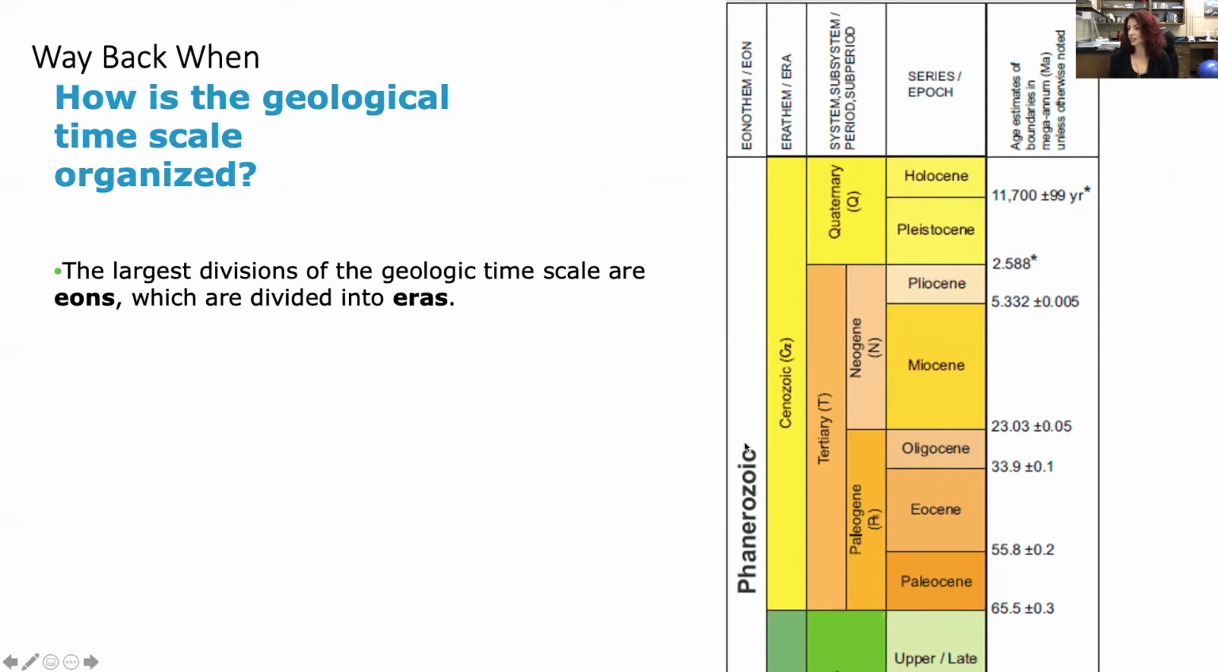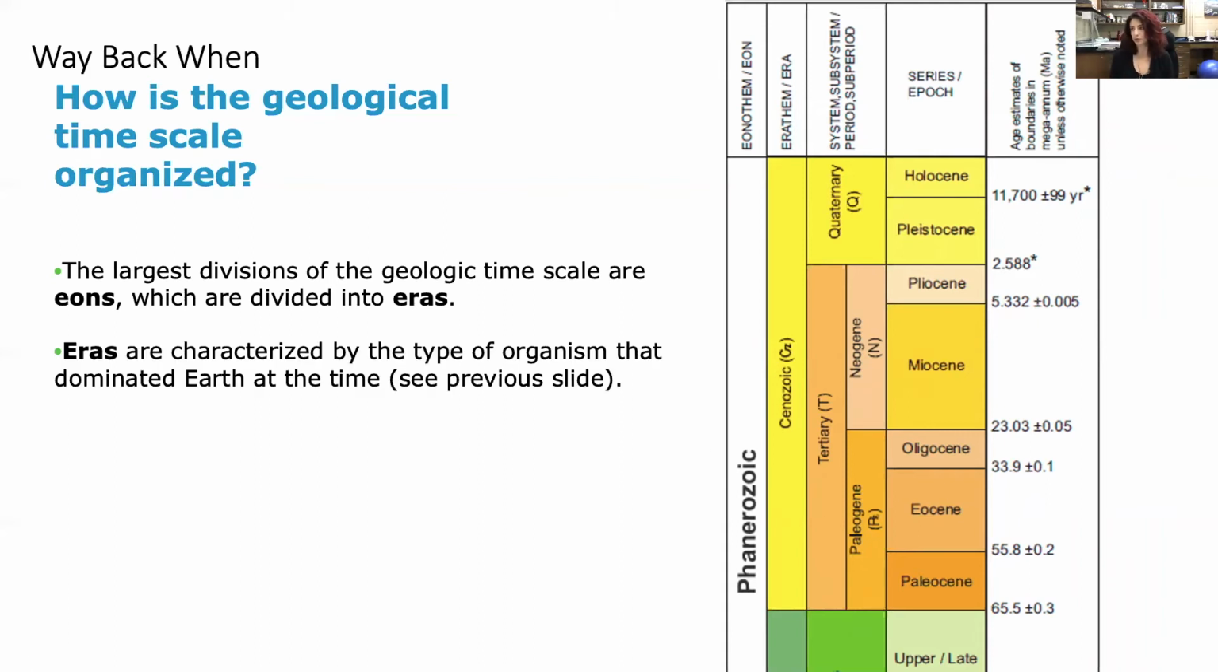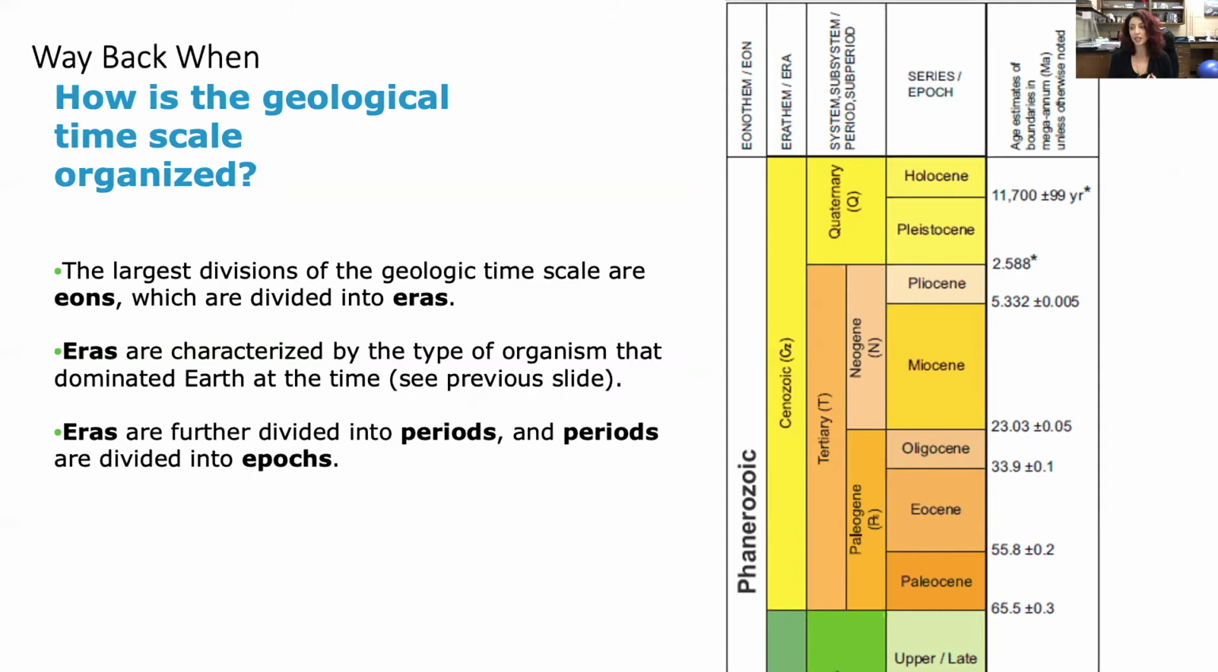These eons here, like the Phanerozoic, are then broken up into different eras, like the Cenozoic. Eras are then characterized by the type of organism that was present during that time and dominated the Earth. So taking a look at the previous slide, that'll put into perspective why we call eras what we do. But eras are broken up into periods. So for example, we have the Cenozoic era broken up into the Tertiary period. Also, we have the Quaternary period.